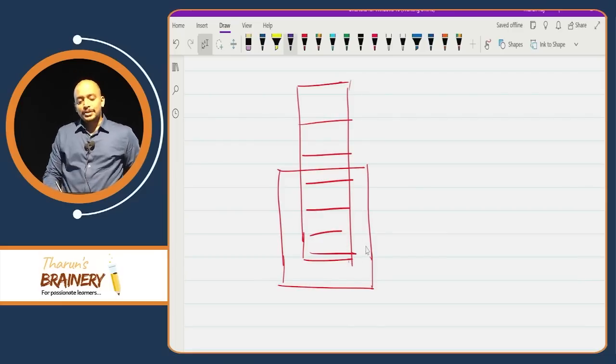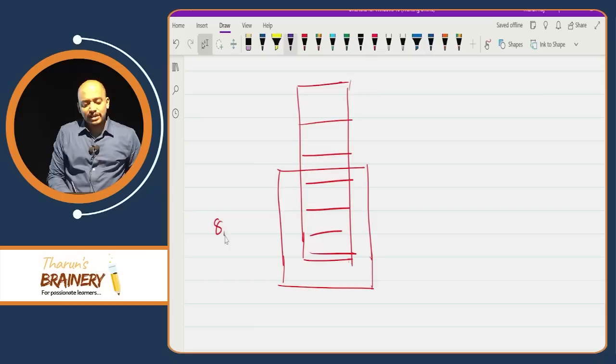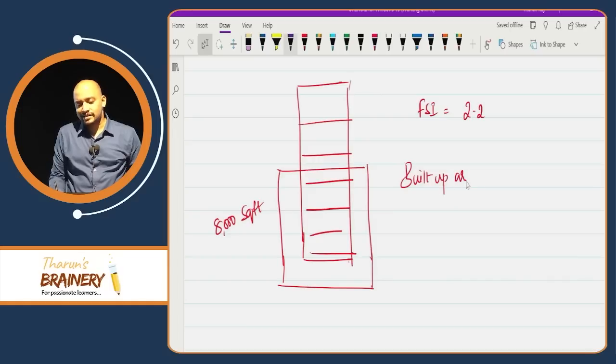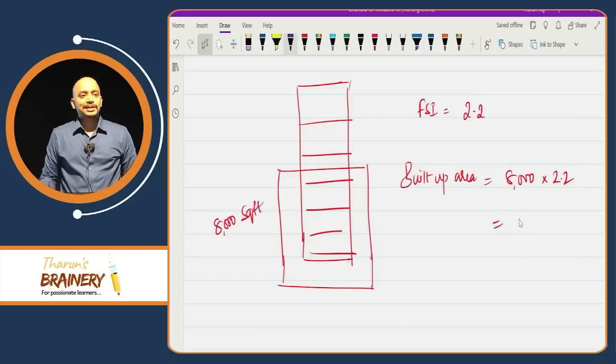For example, you have a plot of land of 8,000 square feet. On this 8,000 square feet, if the FSI is 2.2, how much can we construct? So the built up area is the plot area, 8,000 square feet, into 2.2, that will be. So 8,000 into 2, 16,000.